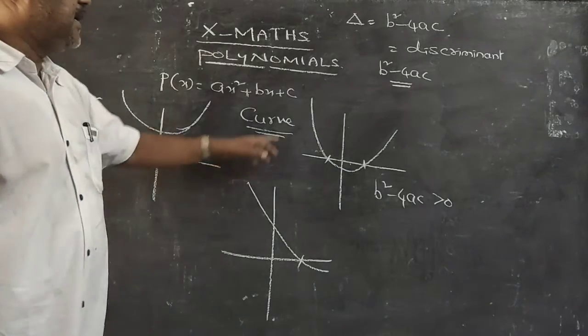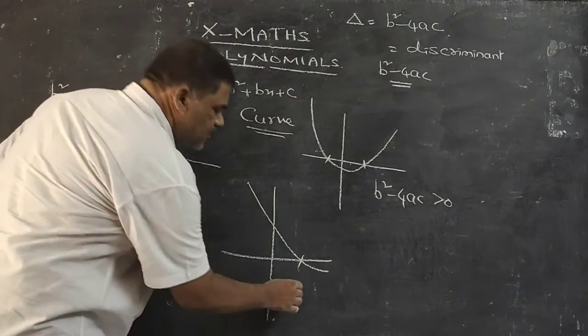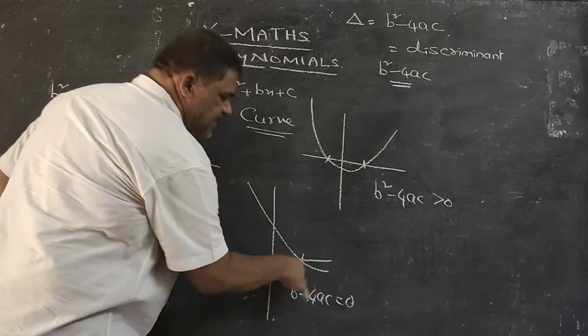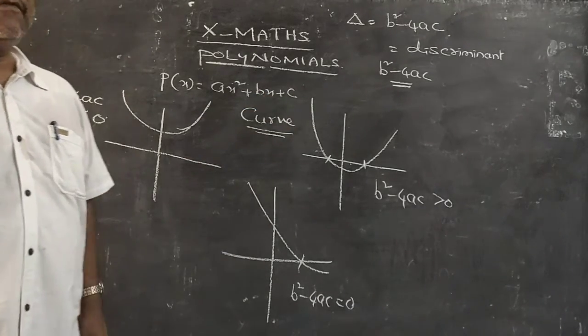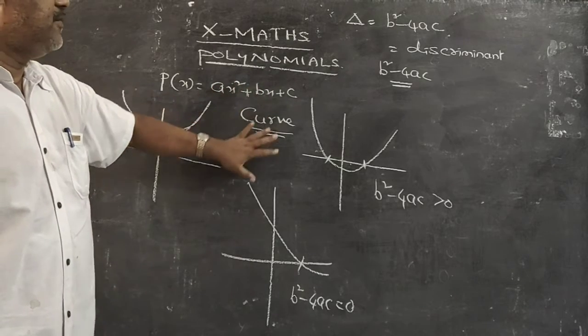then the curve is cutting the x-axis at 2 points. If you get b square minus 4ac as 0, then the curve is cutting the x-axis at only 1 point. Like this, before we do the graph, we should have an idea about the graph. Then making the graph will become easy.